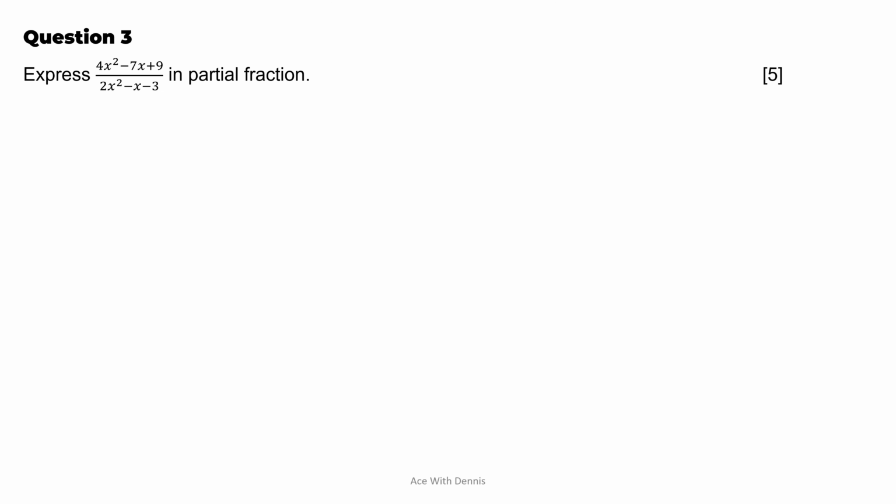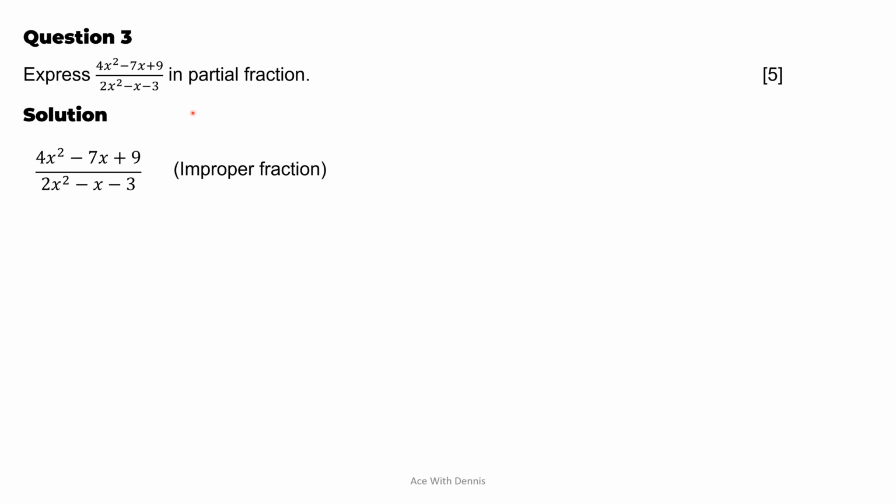Okay, question 3. Express (4x squared minus 7x plus 9) over (2x squared minus x minus 3) in partial fractions. 5 marks. So here's the solution. For partial fractions, the very first step we need to do is check the fraction here, is it a proper or improper fraction. So for this case, it is an improper fraction.